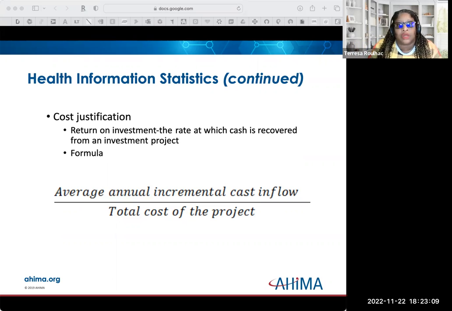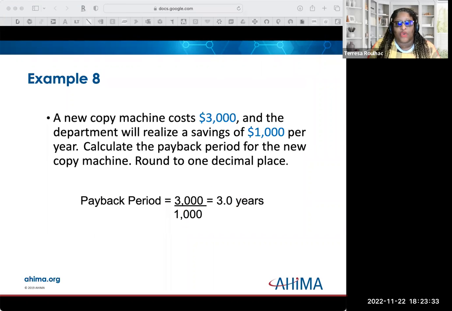We also look at what's called return on investment. You've heard that before, where we're talking about the rate at which cash is recovered from an investment. We look at our formula, the annual incremental cash inflow over the total cost of the project. Should be cash inflow.